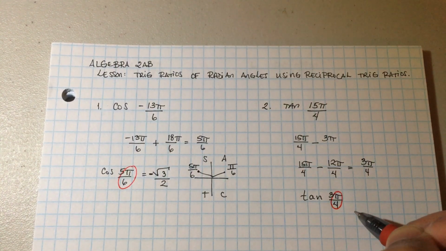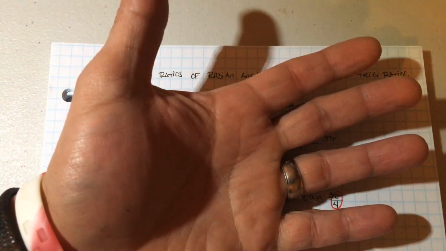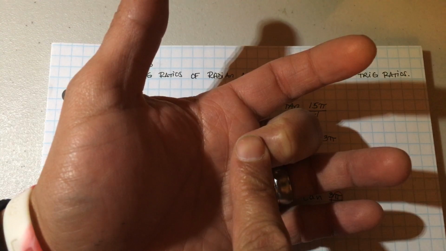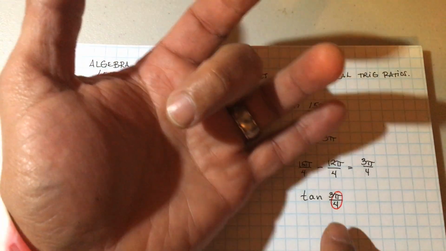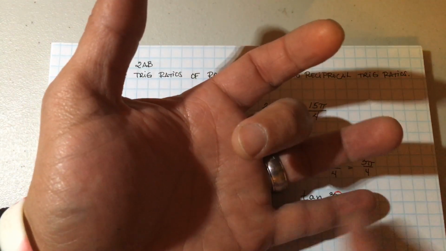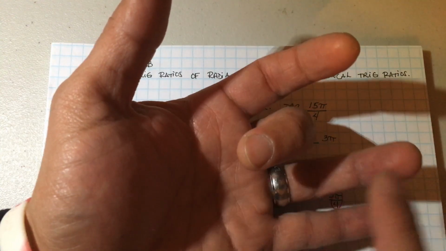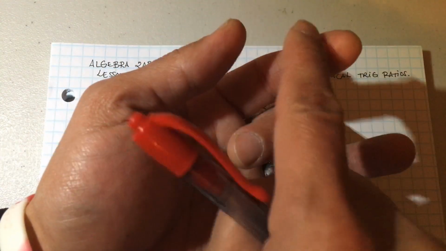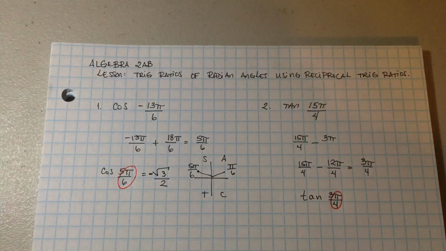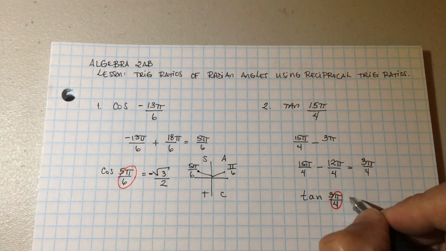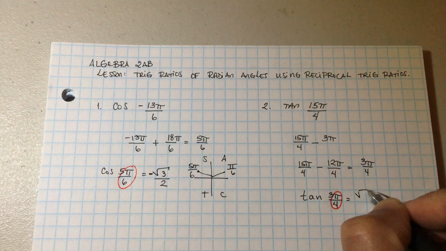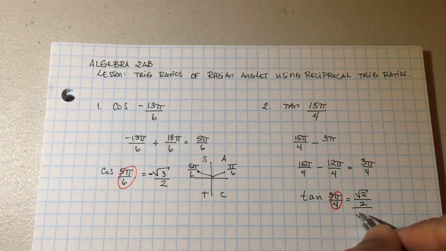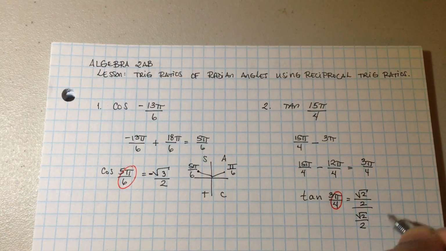So pi over 4 is here. Now we're going to use pi over 4, this guy right here. Okay, which one's pi over 4? Tangent. Well, tangent is sine over cosine. So sine is this guy over this guy. So square root of 2 divided by square root of 2, which is a 1. So technically what you're doing is square root of 2 over 2 divided by square root of 2 over 2, which is a 1.